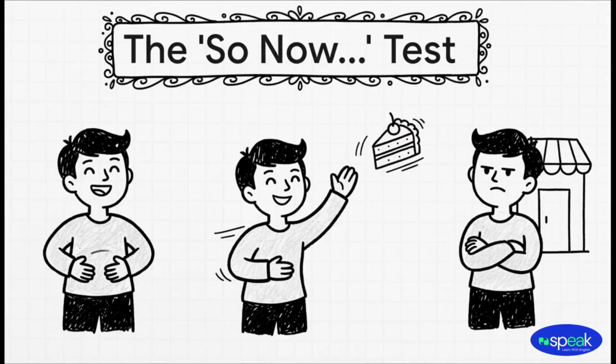And this is the key to really getting it. Let's call this the so now test. When you say I've eaten, there's this unspoken part. You're implying I've eaten, so now I'm not hungry, or so now I don't want to go out. That so now part is the present consequence, and it's the whole reason you choose the present perfect.